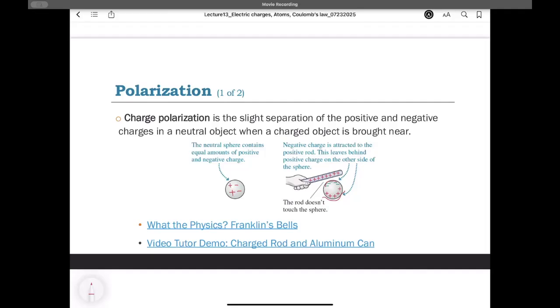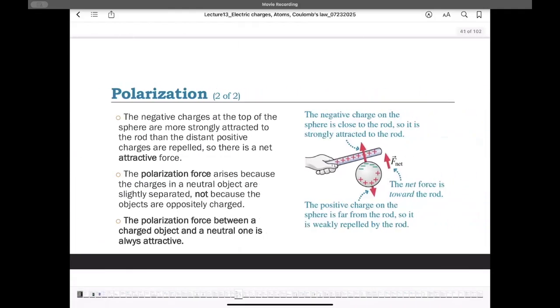All the negative charge goes this way and all the positive charge goes this way. This situation is called charge polarization. And here are some videos you can check after this class. Okay, let's continue to talk about polarization. The negative charges at the top of the sphere are more strongly attracted to the rod than the distant positive charges are repelled. So there is a net attractive force.